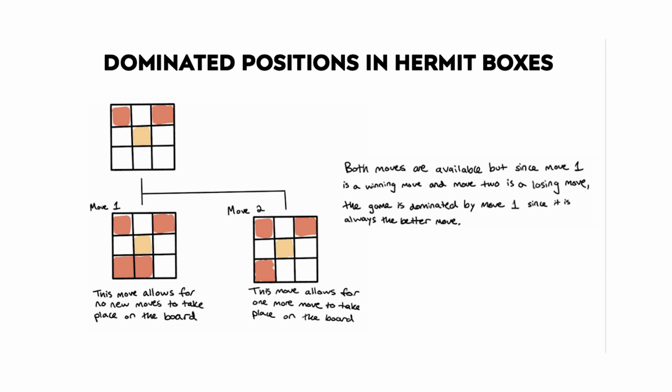So if we look at move 2, we can see that our player, the first player, leaves one more move available. So the second player is able to take that move, and then the first player has no more moves available. But in move 1, since there's no moves left, the second player automatically loses. So when looking at these 2 moves, we can see that move 1 is a far better move than move 2 because it automatically lets our player win, while move 2 automatically has our player lose.